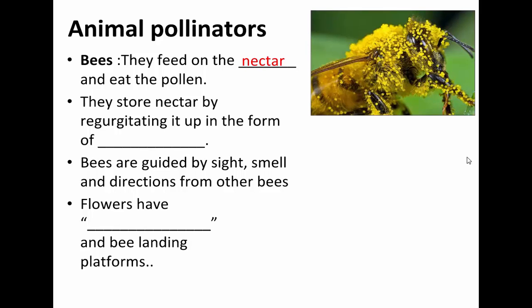hive. Back to their hive, where they then spit it up, regurgitate it into little cells of wax. They beat their wings near it, which evaporates some of the water, and that nectar turns into honey. Wait, so is that how they get beeswax? Yeah, the wax comes from the hive. The honey comes from bees.